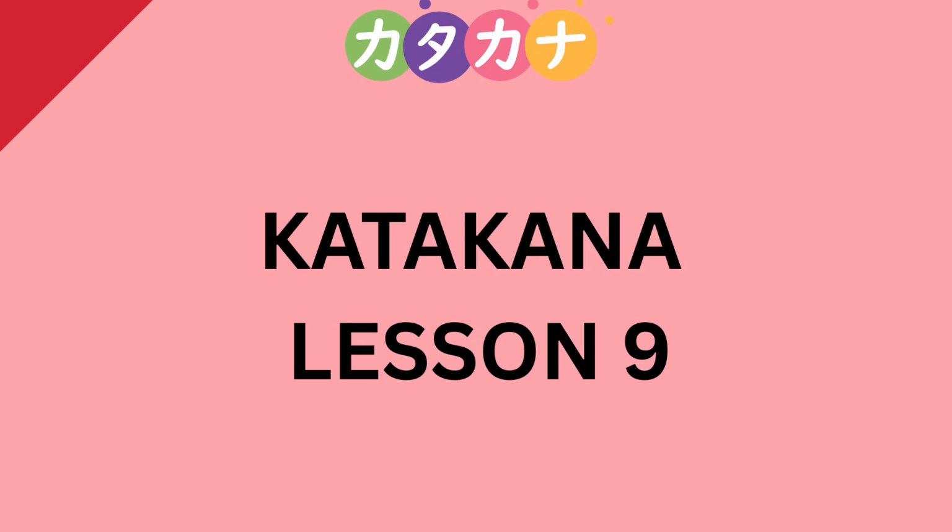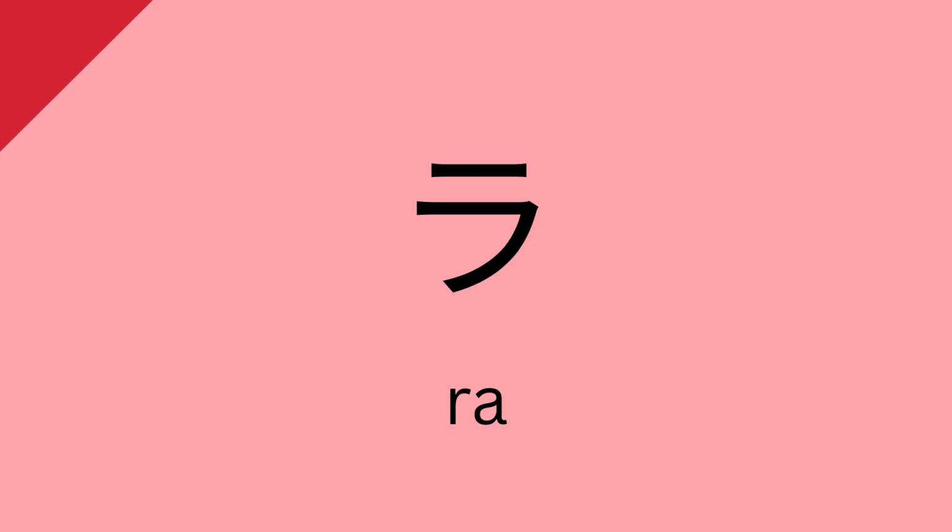In lesson 9, we learn the R-row. Let's learn their pronunciation and stroke order and practice reading each character together. The R-row sounds are Ra, Ri, Ru, Re, Ro. This is Ra. This is Ri. This is Ru. This is Re. And this is Ro. Let's check out the stroke order of the R-row.